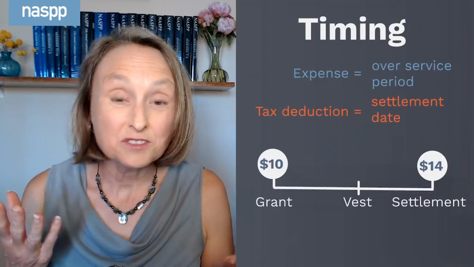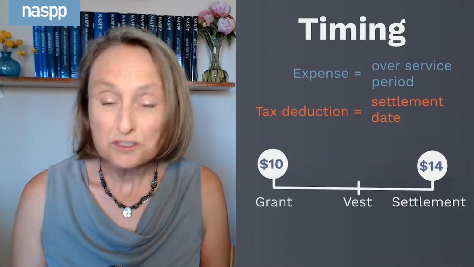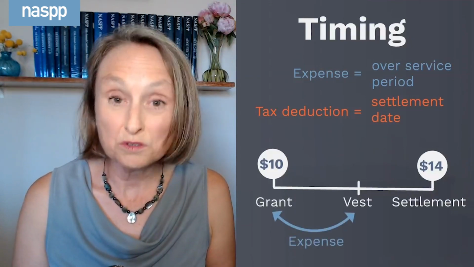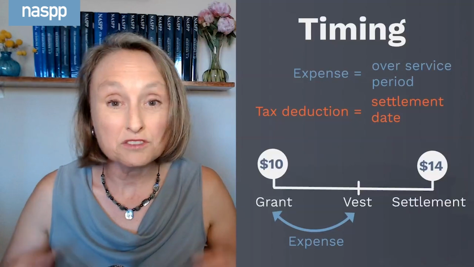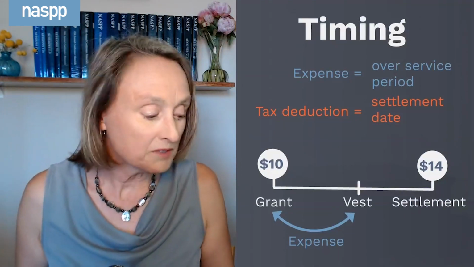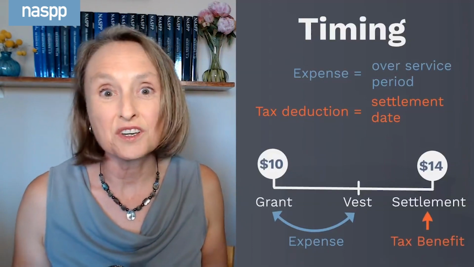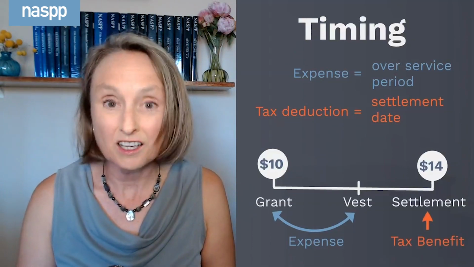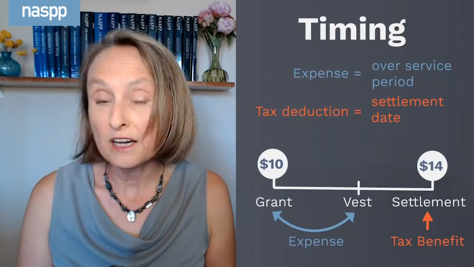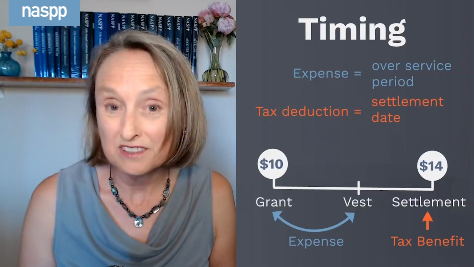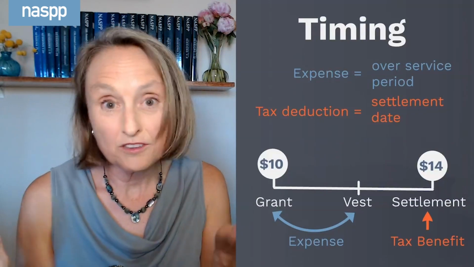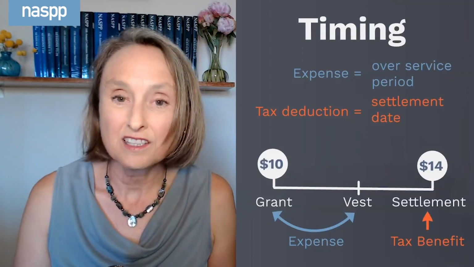The second difference is in timing. Once we've determined the expense for an award, it is recognized over the service period of that award, which is usually that period from grant until when the arrangement vests. But of course, tax deductions don't occur until the employee recognizes income, which is typically going to be at settlement. Now, if this is a full value award, settlement might occur on the vesting date. But if this is a stock option, it could be several years down the road after vesting that the settlement occurs.